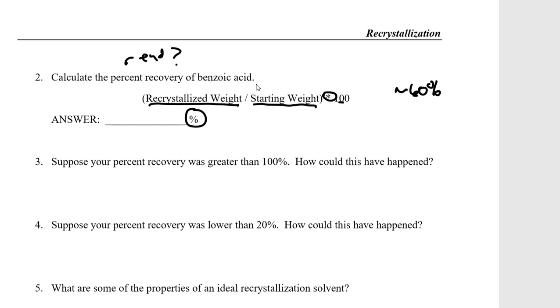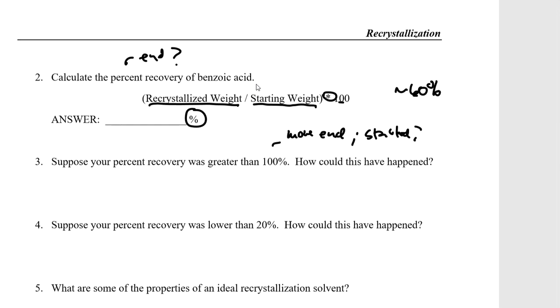So let's see how good we did together, and we'll do that calculation, and you can put that answer there in question two. Number three says, suppose your percent recovery was greater than 100. What this means is that you have more in the end than what you started with. So how can that even be possible? How can you have more mass at the very end of this process than you had in the very beginning, before you did anything to it? Think about a reason that could happen and write your answer there.